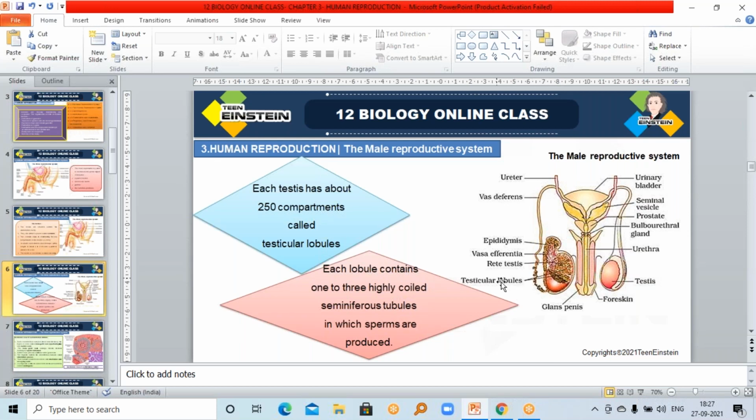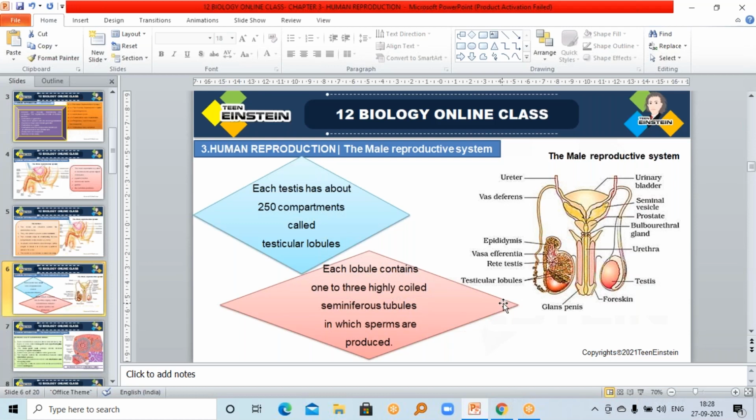Here you can see the testicular lobules. Inside each testis, around 200 to 300 testicular lobules will be there. Each lobule contains 1 to 3 tubules, and these are highly coiled tubules. They are called seminiferous tubules. Inside you can see the seminiferous tubules.